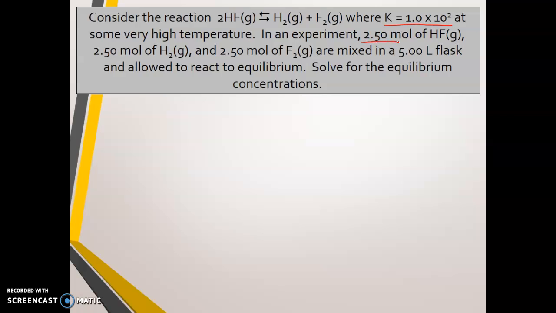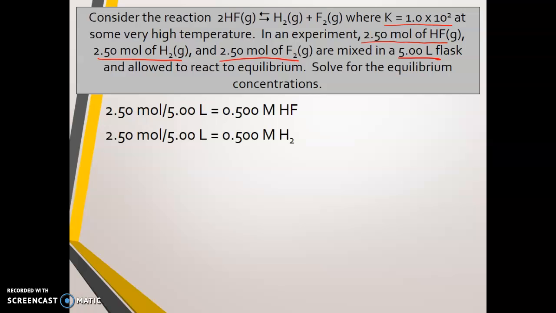In an experiment, 2.50 moles of HF and 2.50 moles of hydrogen and 2.50 moles of fluorine are mixed in a 5-liter flask and allowed to react to equilibrium. For the equilibrium, solve for the equilibrium concentrations. So, calculating the initial concentration from what we're given, 2.5 moles in 5 liters, that's going to give us an initial concentration of 0.500 molar HF, 0.500 molar H2, and 0.500 molar F2.